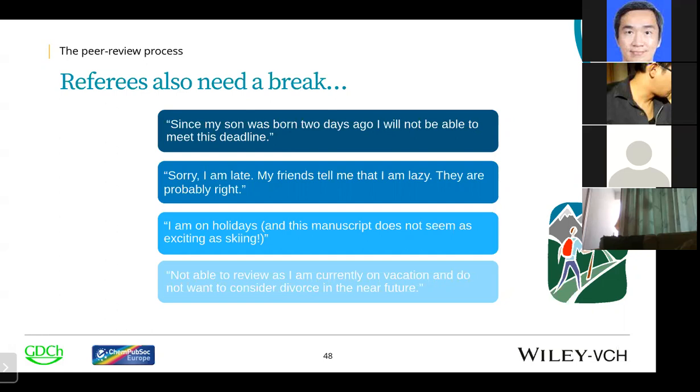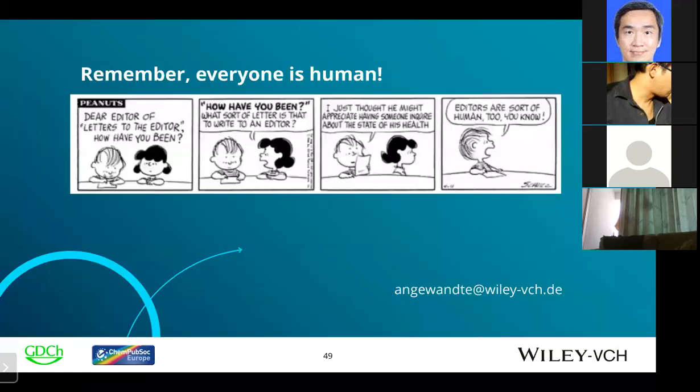And of course, not able to review as I'm currently on vacation and do not want to consider divorce in the near future. So this review really faces some family pressure. And in the end, of course, everyone's human, which basically means reviewers and editors are both humans. So from the author's perspective, just interact with them in a normal human way.